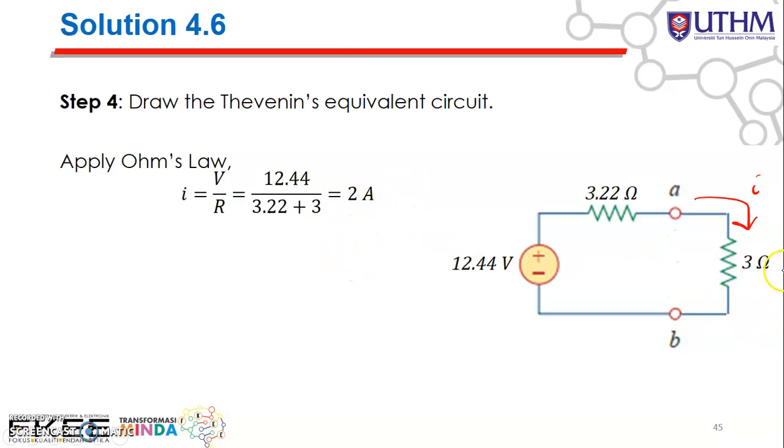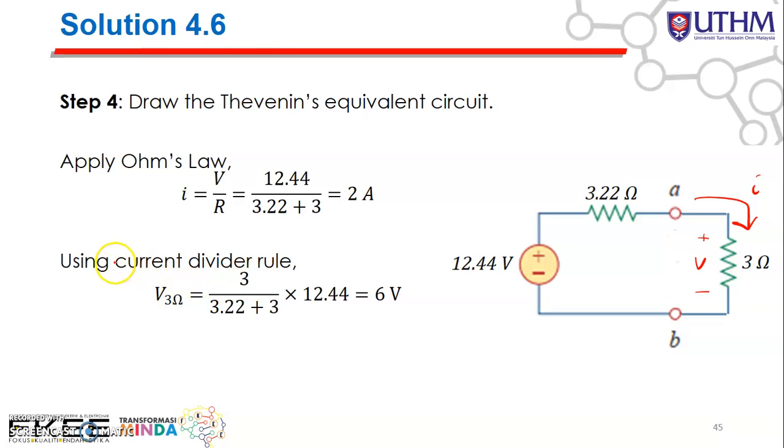Then after that, you need to find what is the voltage across the resistive load. Okay, so you can just use the voltage divider rule. So in order to find the voltage at the 3 ohms, you just use the formula. You have 3 divided by 3 plus 3.22 multiplied with the voltage source, which is 12.44. And then finally, you have the voltage across the 3 ohm will be equal to 6 volt.